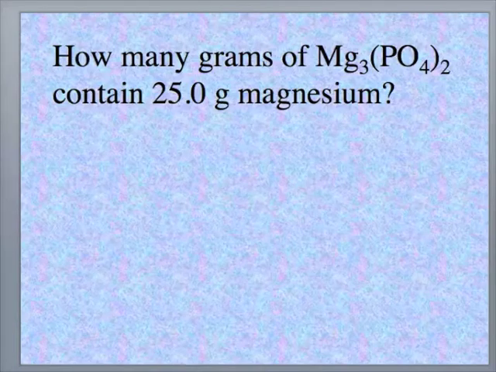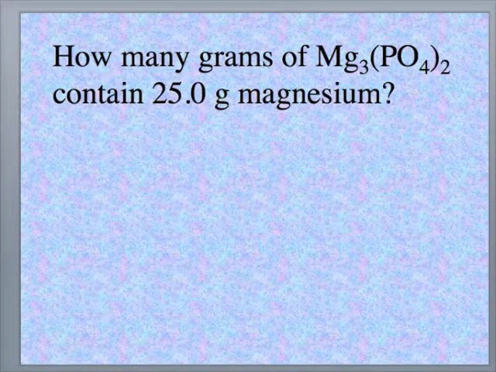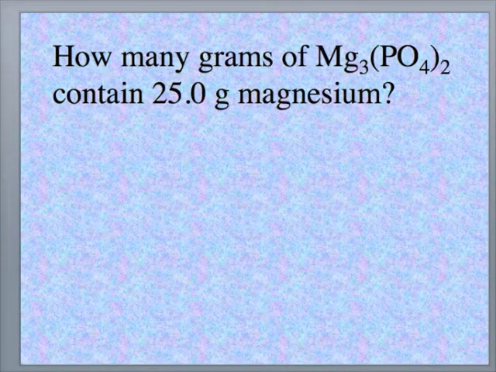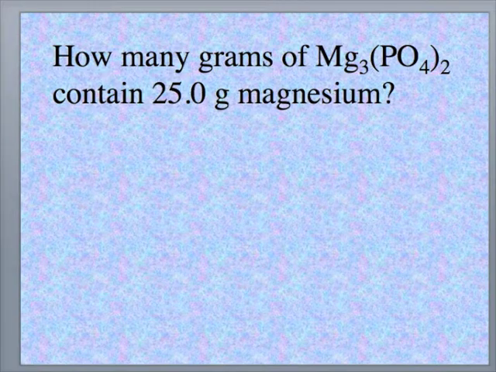So how would we calculate the grams of magnesium phosphate that contain 25 grams of magnesium? Well, we have to find the proportion of magnesium in the magnesium phosphate, and we do that with atomic mass.